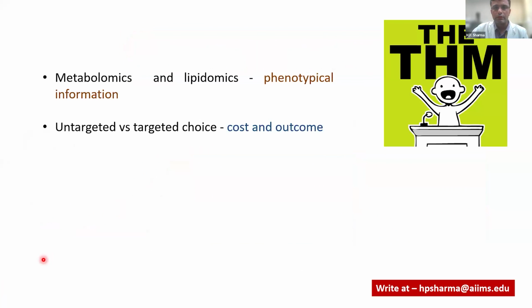So my last slide: metabolomics and lipidomics are actually giving you the phenotypical information. The choice between untargeted and targeted will be decided by the cost and what kind of outcome you want to have.